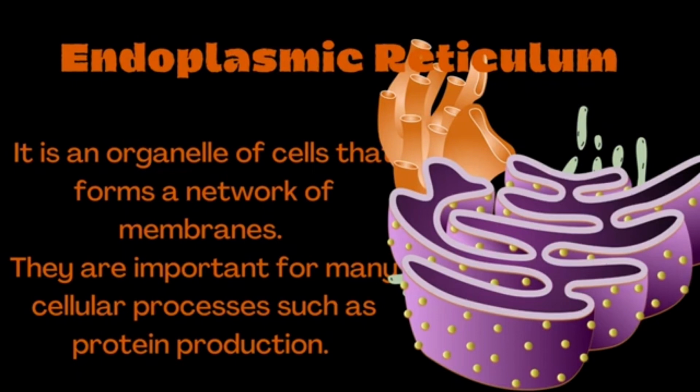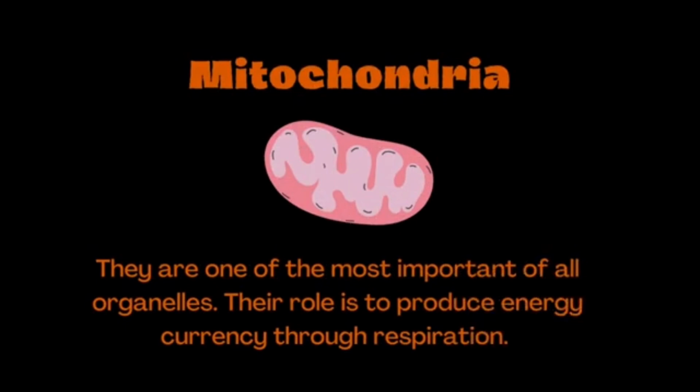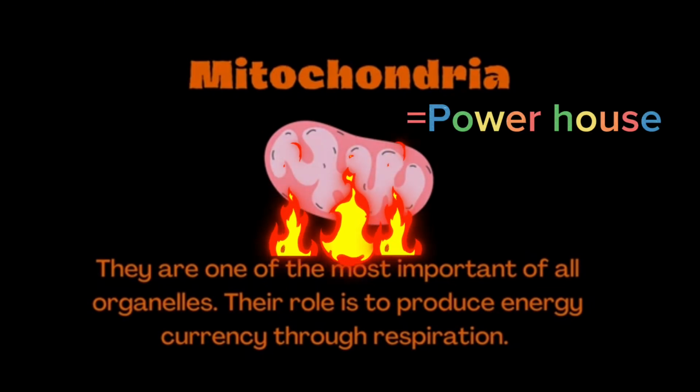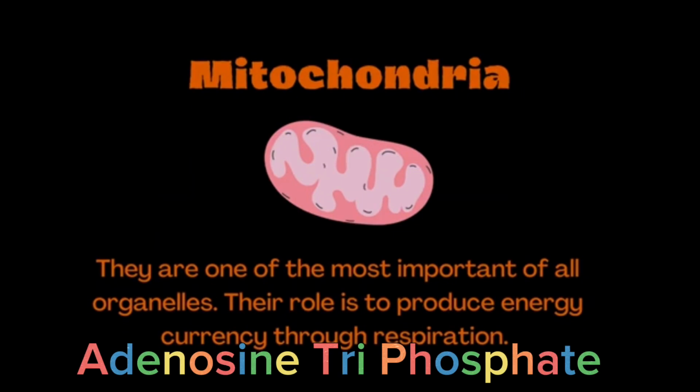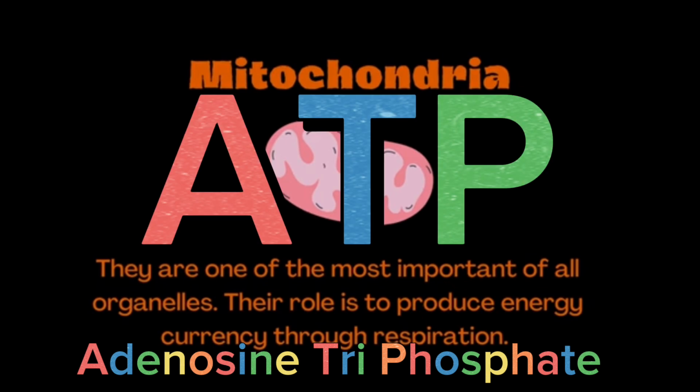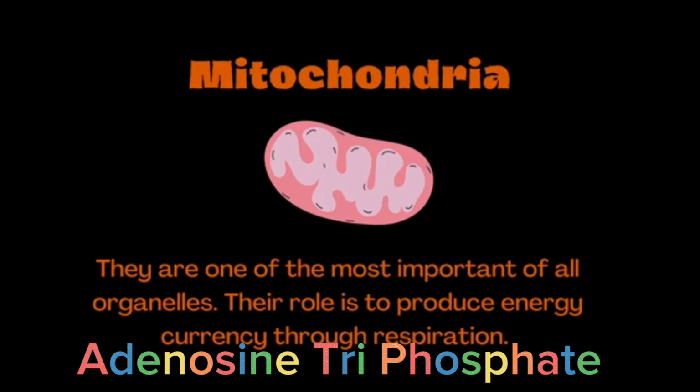Let's move on to talk about the mitochondria. These are one of the most important of all the organelles, because they produce energy, which is the currency universal within all living organisms. Sometimes they're also called the powerhouses of the cell, because they produce energy. The energy is in a form or currency called ATP, which stands for adenosine triphosphate. This is a high energy compound which, when hydrolyzed or broken down in solution, produces a lot of energy.